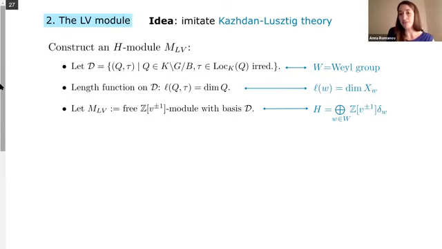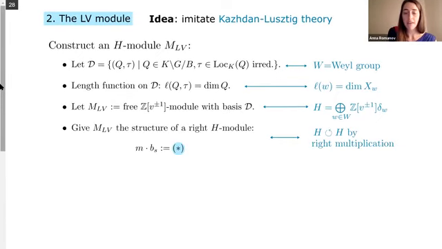And this is just going to correspond to the Hecke algebra, which at first glance is a free Z[v, v^-1]-module with a basis parameterized by the Weyl group. Then we're going to give this the structure of a right H-module, which will correspond to the right regular representation of the Hecke algebra. I'll leave this as a bit of a black box for now, and I'll tell you exactly what this action is in a few slides.